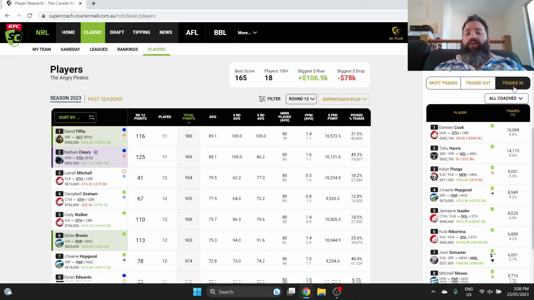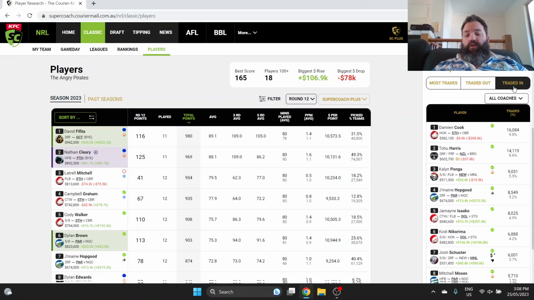Number three on the list, Kalyn Ponga. Obviously coming off a big game last week, also moving back to the fullback position, which could potentially increase his attacking output. It will mean he's doing less defense though, so it is a bit of high risk, high reward, but I think he's got a negative break even, and obviously he's going to make a bit of money this week. He's a pretty good option, I think, at fullback, or even if you wanted to play him at 5/8.